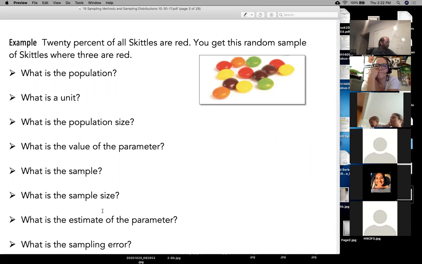No. That's not the population size. Oh, that might be my sample size. 20% of all Skittles are red. You get this random sample. I think you want to tell us the answer. The answer is, who knows? It's how many Skittles are in existence? I can't answer that question. There's no way of knowing.